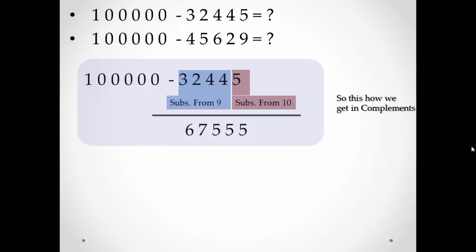So this is how we get the complement. That is, first we subtract the last digit from 10 and the remaining digits from 9. This process is called getting the complement.